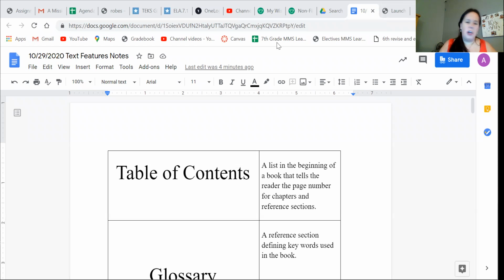Now, we're not going to go over every single text feature that you could possibly imagine. There's just too many of them. But we're going to go over some that you should already be familiar with and some that you will find extremely helpful as you move on through this year and into future years. Some of these you use on a very regular basis with Mr. Maxwell in his science class. Some you're going to need to use for my class for your research and reading.